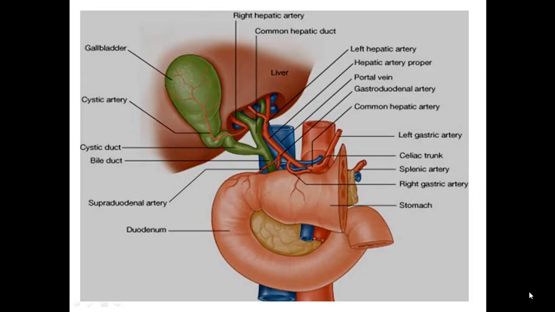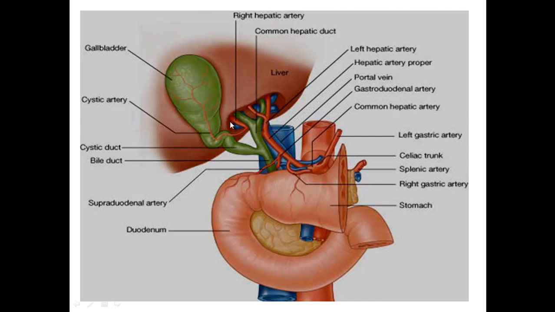This picture shows us the common hepatic artery branches. As you notice here, this is the common hepatic artery. Remember the three branches of the celiac trunk, which are the splenic, the left gastric, and the common hepatic. Now, after the gastroduodenal artery branch, the common hepatic artery changes its name to the proper hepatic artery. The proper hepatic artery divides into right and left hepatic arteries.